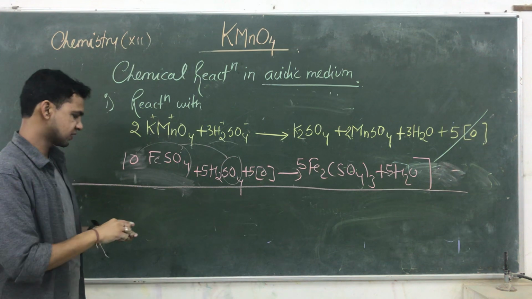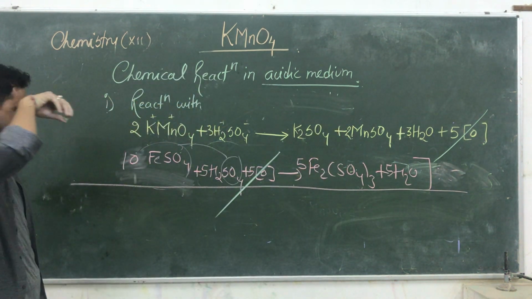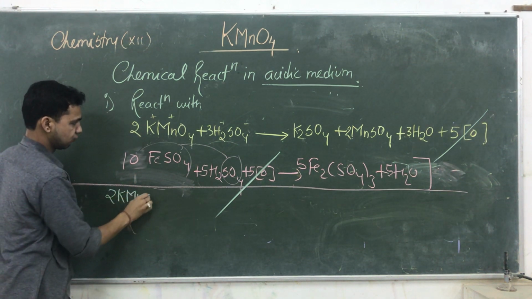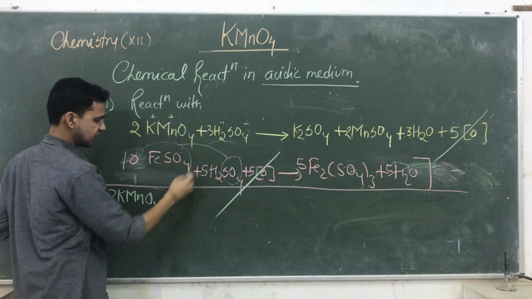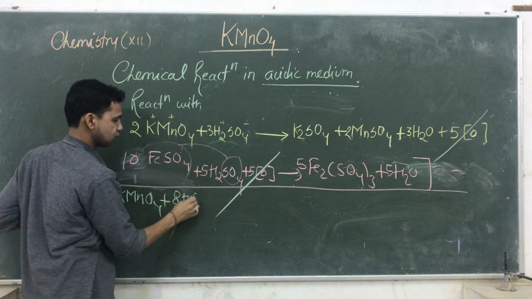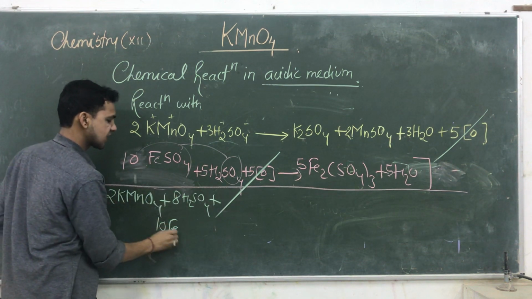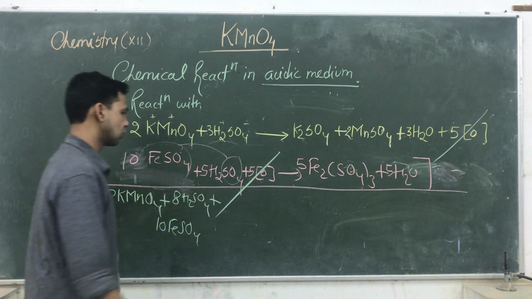So we need to just clash this 5 nascent oxygens with the help of another 5 nascent oxygens. The overall reaction is twice KMnO4 plus how many H2SO4? 5, 6, 7, 8 H2SO4 plus 10 FeSO4. Same reactions also take place in your titrations, Mohr's salt titration. Okay, वहाँ पे Mohr's salt होता है.